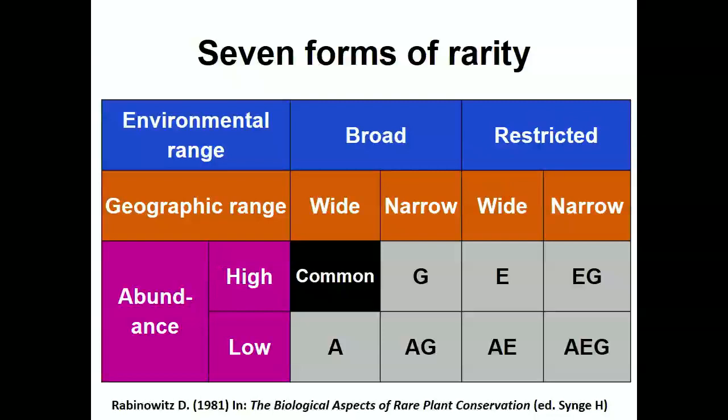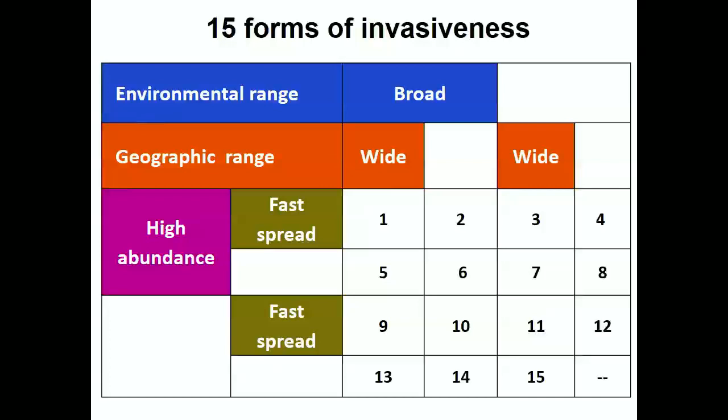We can switch this, of course, and talk about commonness as opposed to rarity, and this is where invasions make a nice link in. To this, we add our spread rate, and then we've suddenly got our four demographic dimensions of invasiveness. You'll notice that I've blocked out these ones because people don't ever specify that something has to be low abundance to be invasive. They only specify whether it needs to be high abundance or not.